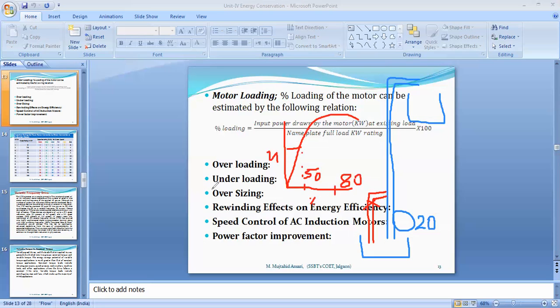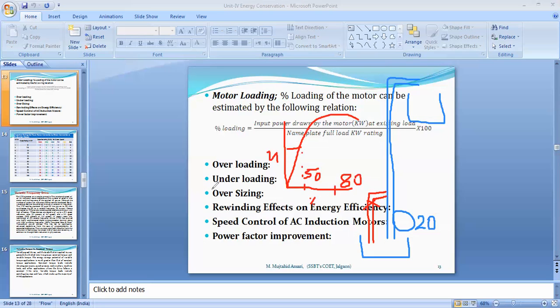So because of this rewinding, it is better to replace it with a new one. Once the motor is rewound two or three times, it is recommended that instead of repairing more and more, it is better to replace it with an energy efficient motor. Many times we found that we carry out a number of windings in the agriculture pump. So this type of difficulty is there in the agriculture sector.